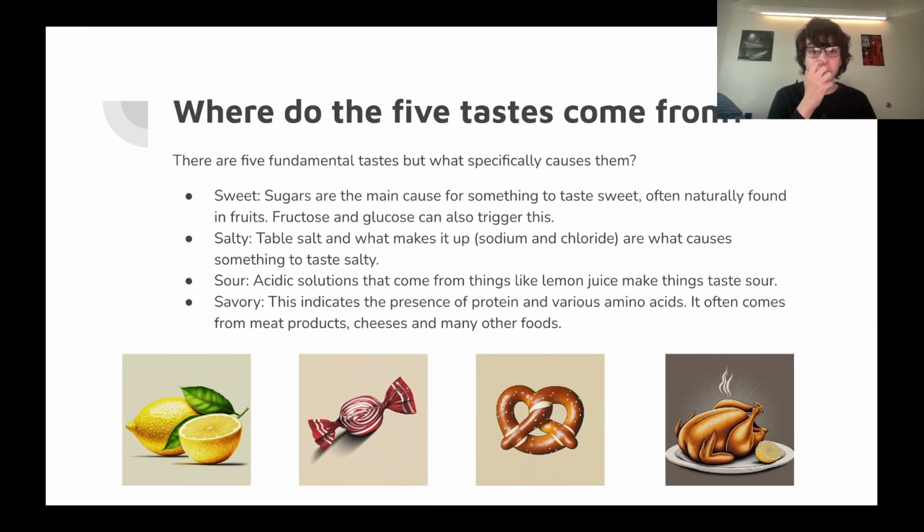Where do the five tastes come from? There are 5 fundamental tastes, but what specifically causes them? Sweetness. Sugars are the main cause for something to taste sweet, often naturally found in fruits. Fructose and glucose are usually the trigger for the sweet taste. Saltiness. Table salt is usually what makes up the salty taste, and what makes it up? Sodium and chloride.